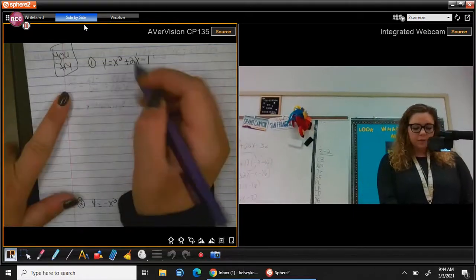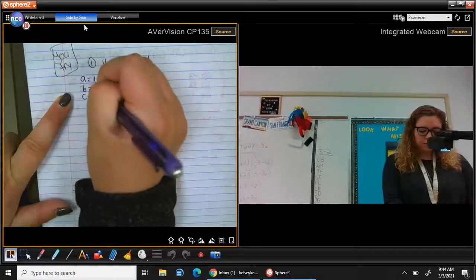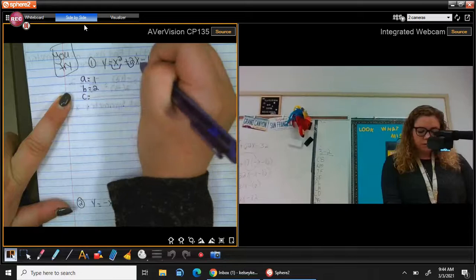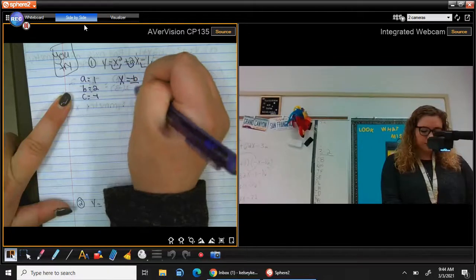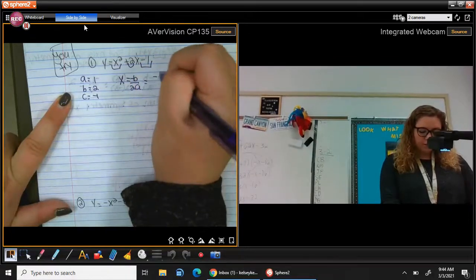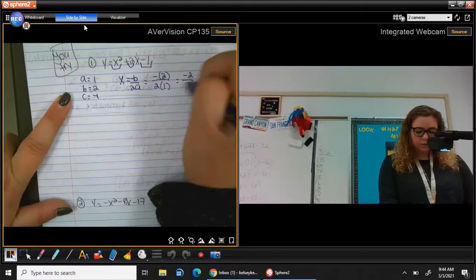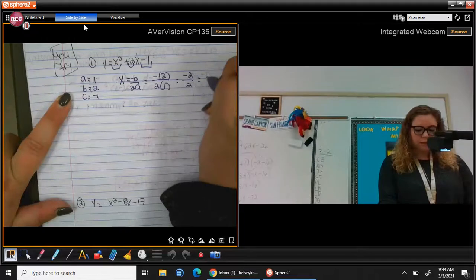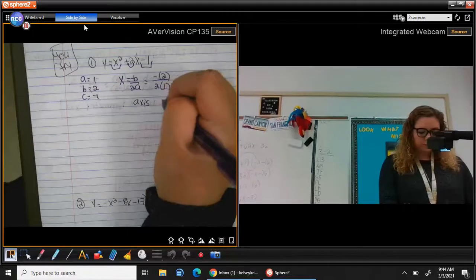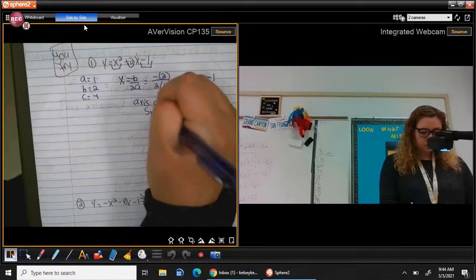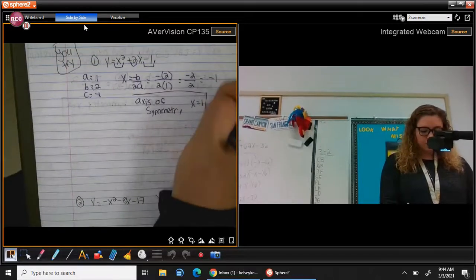So I'm going to first label everything. A is 1, B is 2, and C is -1. I'm going to use my axis of symmetry formula, which is -b over 2a. Plug in my values. Negative times 2 is -2, 2 times 1 is 2, -2 divided by 2 is -1. So my axis of symmetry is x equals -1. Okay, that is part 1.